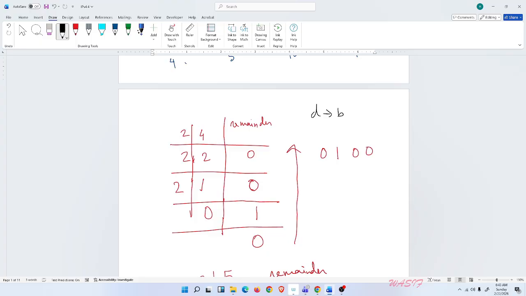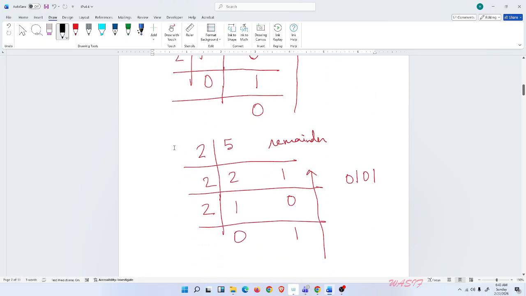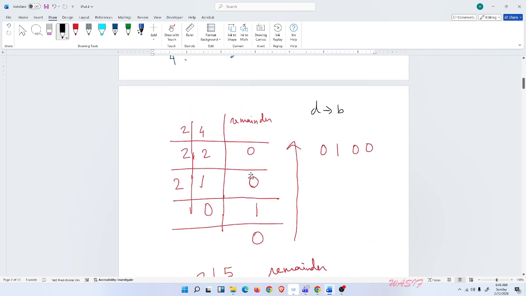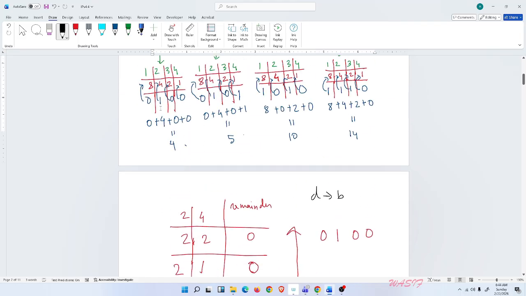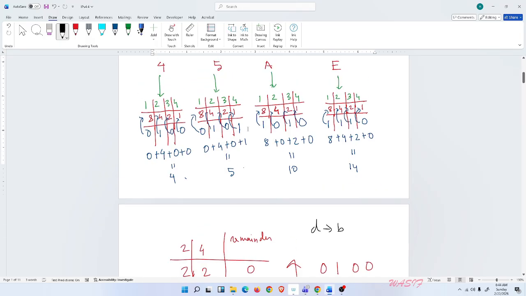Now look at here very carefully. 1, 0, 0, and put 0 at the beginning. In the same way, if you do 5, you get 1, 0, 1, and you put 0 at the beginning. Now, if you look at here, 0, 1, 0, 0, 0, 1, 0, 1.